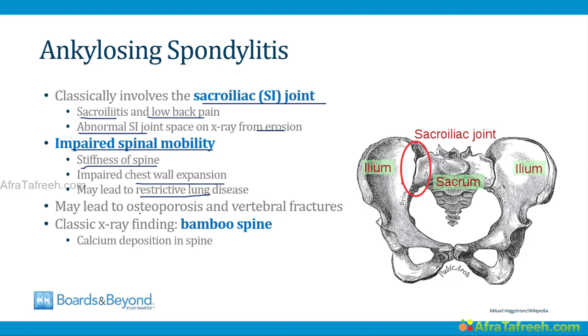Patients with AS also can develop osteoporosis and vertebral fractures related to the bony inflammation. And the classic X-ray finding is called the bamboo spine. This is from calcium deposition due to inflammation in the spine. And I'll show you a picture of what it looks like on the next slide.